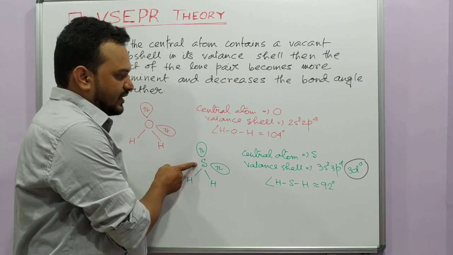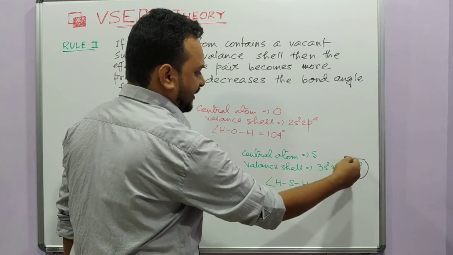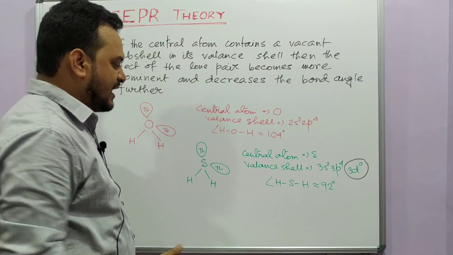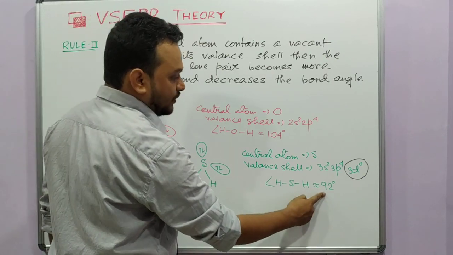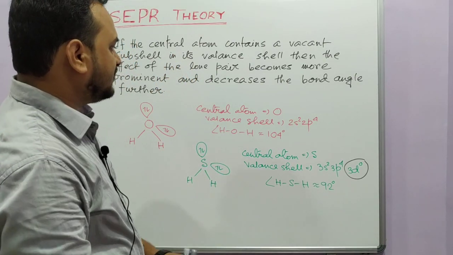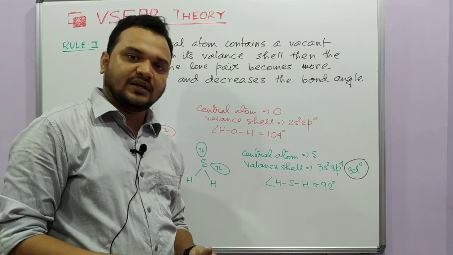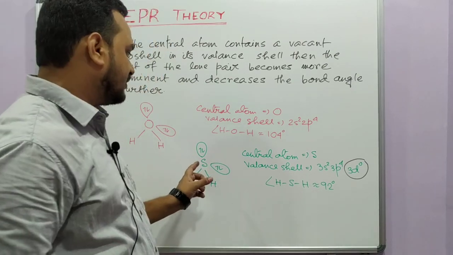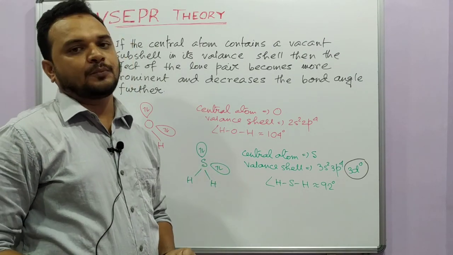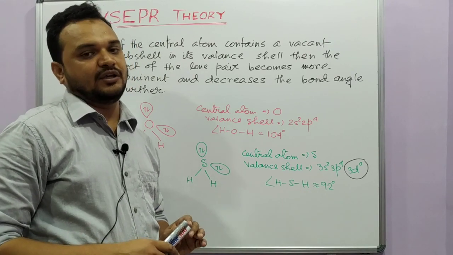The central sulfur atom has a vacant subshell in its valence shell, that is the 3d, and that's why the effect of this lone pair repulsion becomes much more prominent, and it decreases the angle further to around 92 degrees. So I hope rule 2 is clear: if there is any vacant subshell in the valence shell of the central atom, the effect of the lone pair becomes much more prominent and deviates the angle by a huge value.